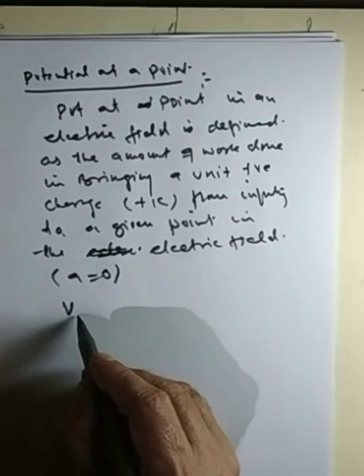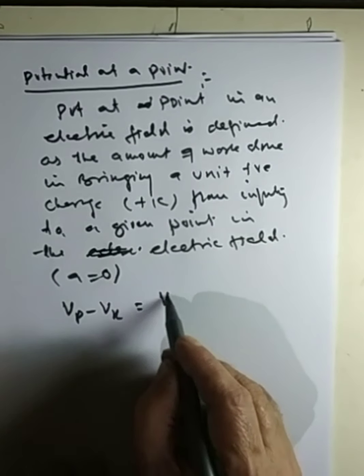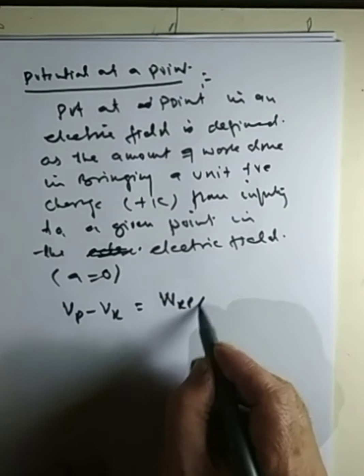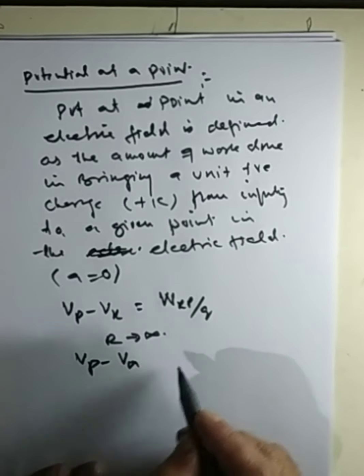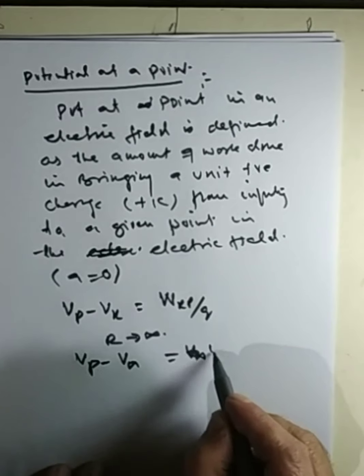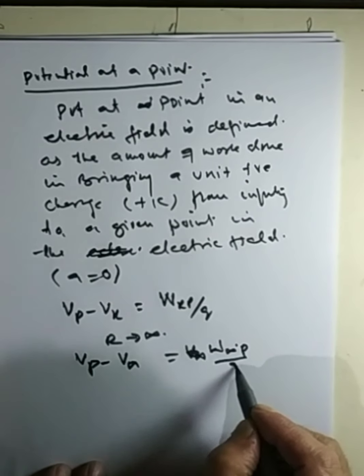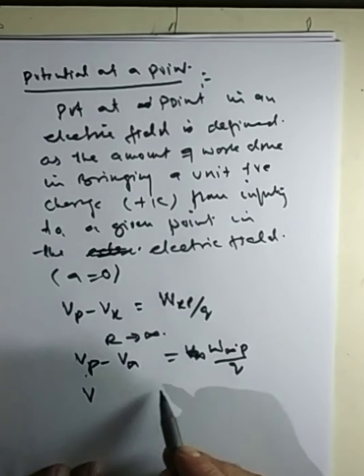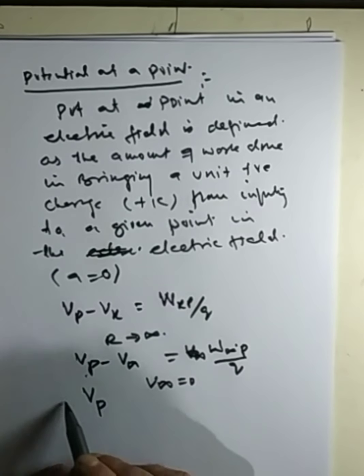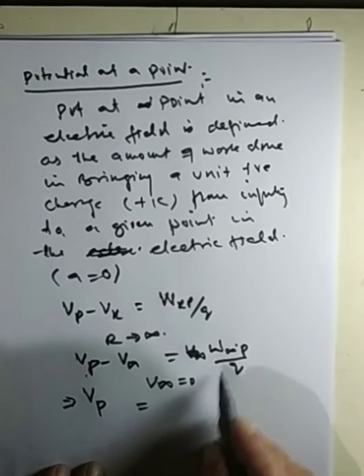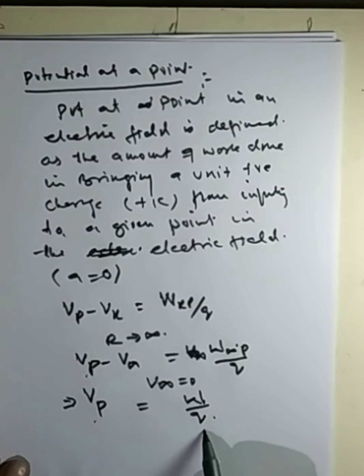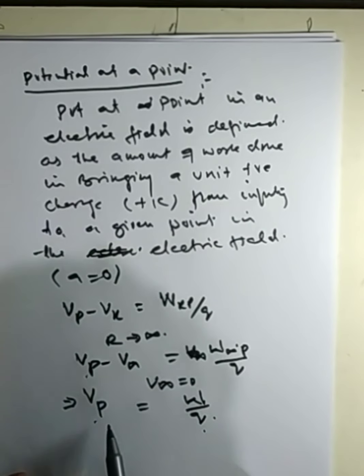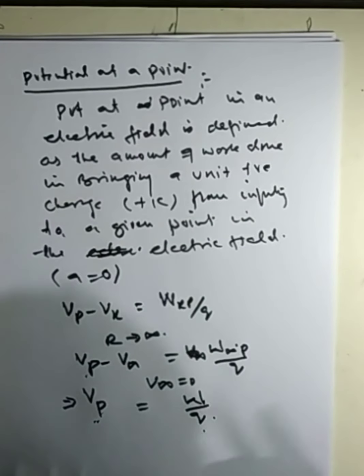Now we already know that Vp minus VR is equal to W R to P by Q. Now R tends to infinity, then Vp minus V infinity is equal to W infinity to P by Q, or this is equal to Vp since V infinity is equal to 0, which implies that Vp is equal to, we can write simply as work by charge. So potential is work done per unit charge. So we have already discussed that potential difference is a scalar quantity, so is the potential at a point a scalar quantity.